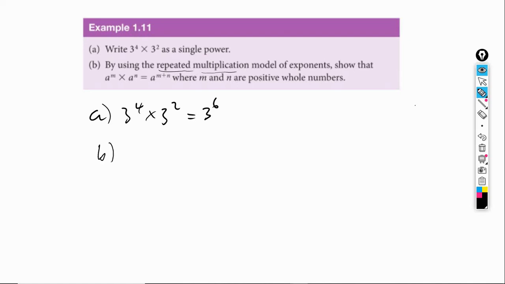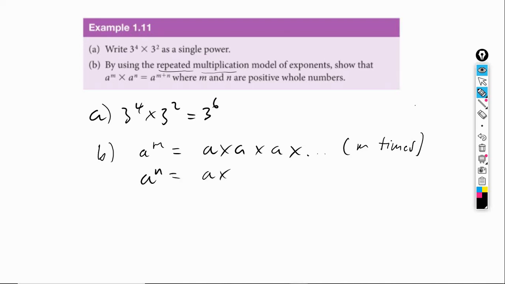For B, we could say this. If we have a to the m, we know that it equals a times a times a times a, and this is m times. Then if we have a to the n, we know that this equals a times a times a times a, n times.